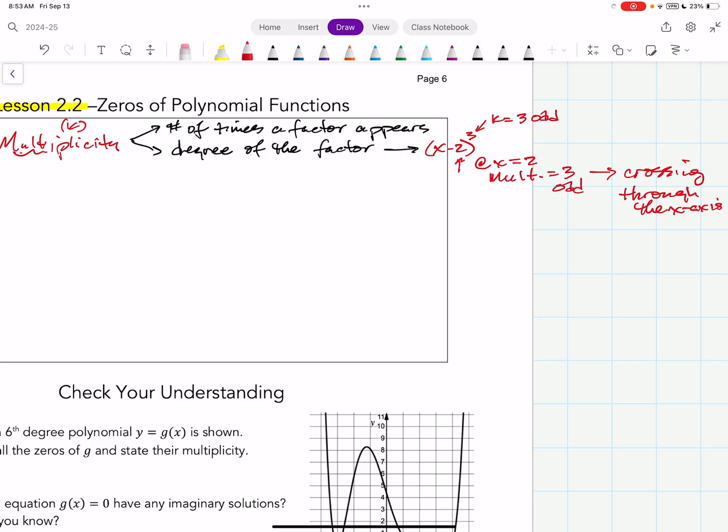Now, if we have something else, something like x plus 1 raised to the fourth power, here k is 4.